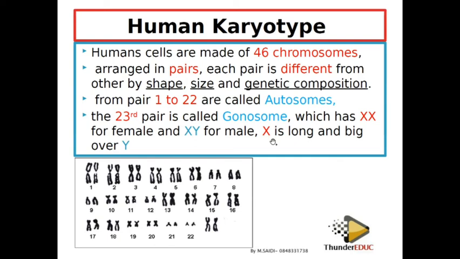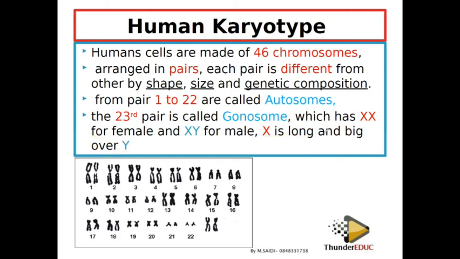X is long. This is very important. X is long, so you need to know this. When you come across a karyotype where they did not write X, they simply draw a line, the long one is X. Okay? And it is long and also big compared to Y. That means Y is short and small. All right? It's clear like that.